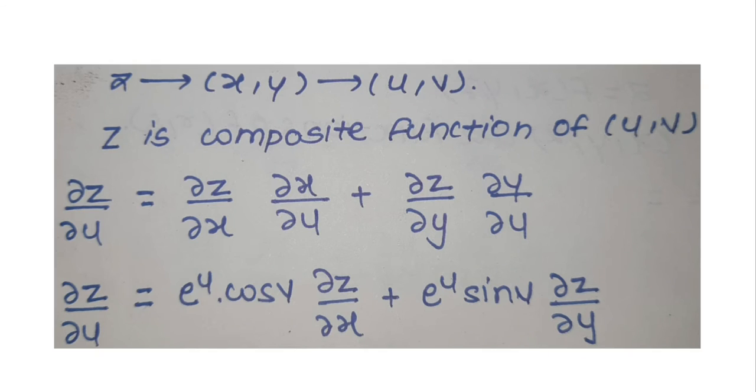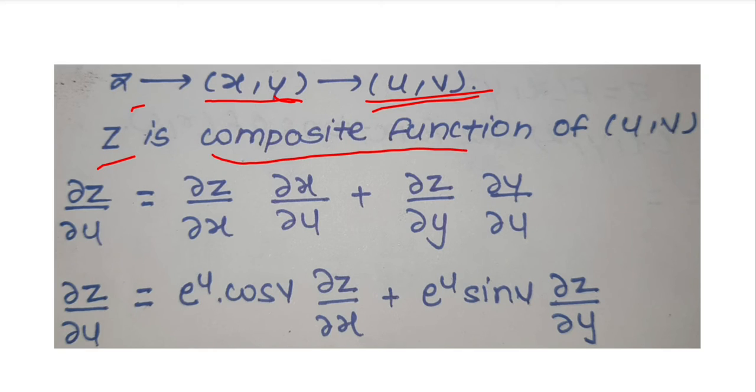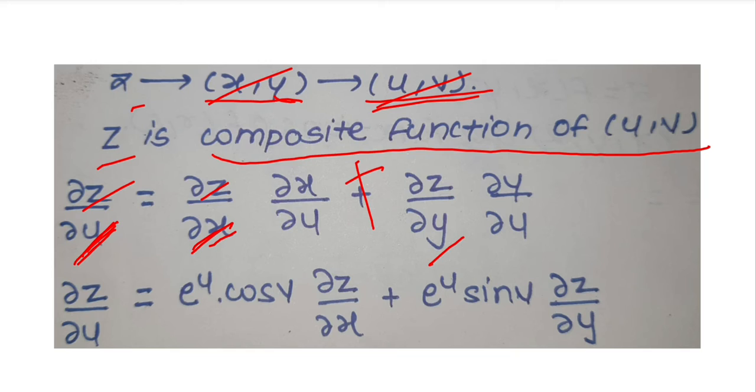Now we will use the formula. Here z is a function of x comma y, and x comma y is a function of u comma v, therefore z is a composite function of u comma v. So first we will find partial differentiation of z with respect to u. Z is a function of x comma y, so z goes to x and z goes to y, with a positive plus sign in between. And x and y are functions of u comma v, but we are partially differentiating with respect to u, so delta x upon delta u and delta y upon delta u.